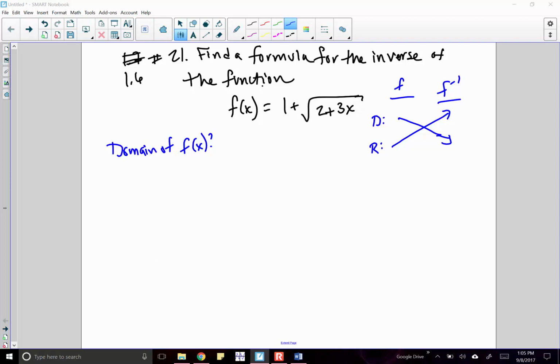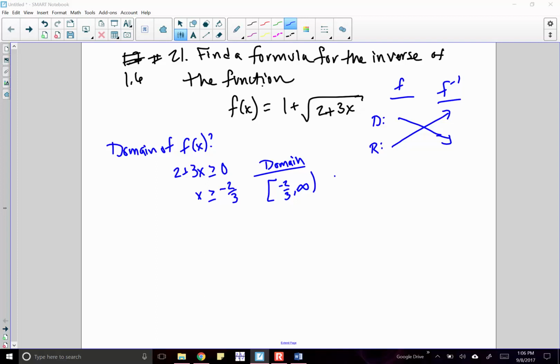Well, it is a square root function, so anything underneath the square root must be non-negative. So 2 plus 3x must be greater than or equal to 0. If I solve that, subtract the 2 and divide by 3, x is greater than or equal to negative 2/3. So the domain here is negative 2/3 to infinity. I want to keep that in mind as I progress through.